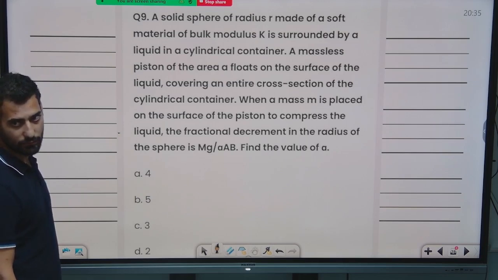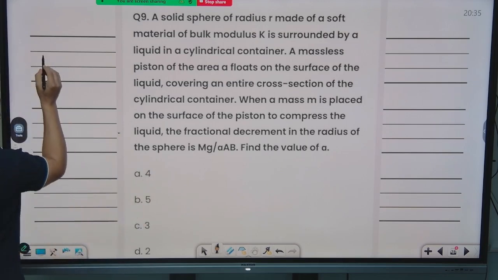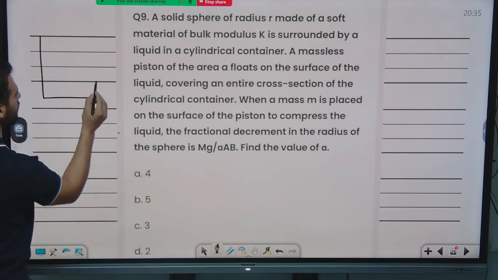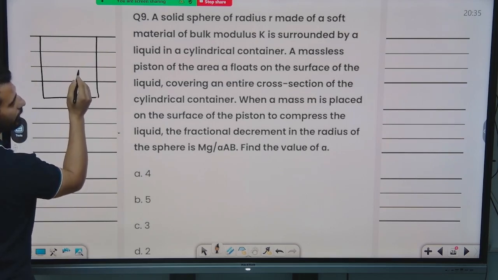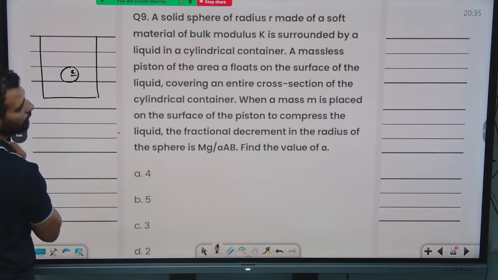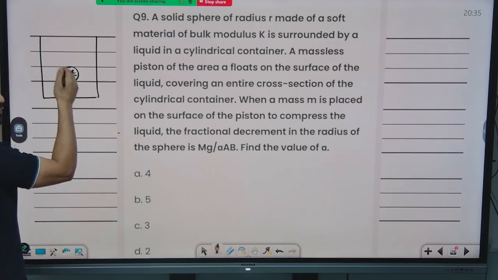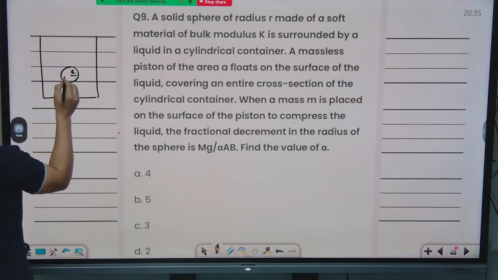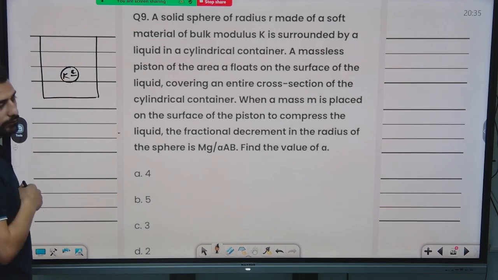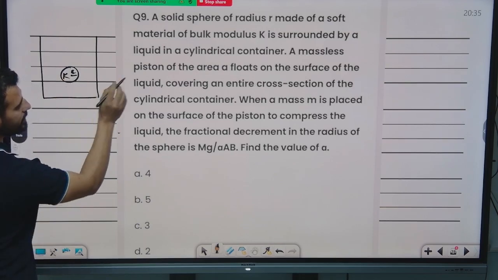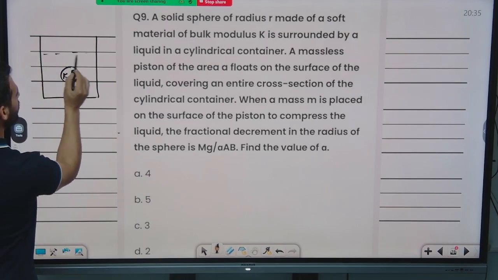Container. Let us first of all draw it. There is a container, a cylindrical container. There is a solid sphere of radius r, and the material from which it is made has a bulk modulus K. It is surrounded by liquid. Okay, there is liquid all around it.